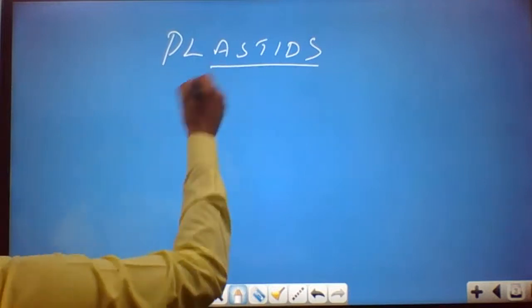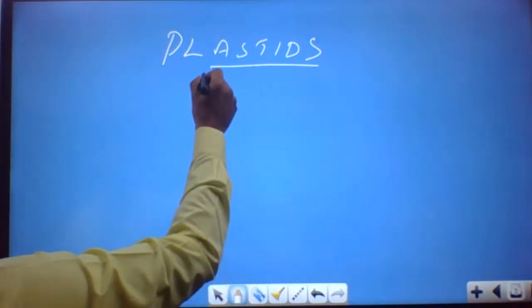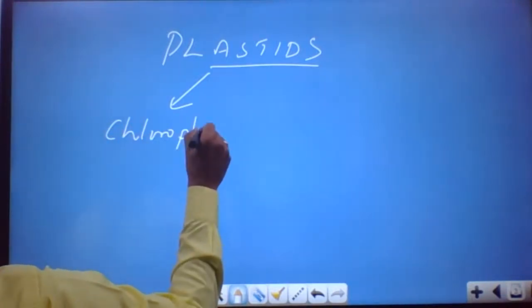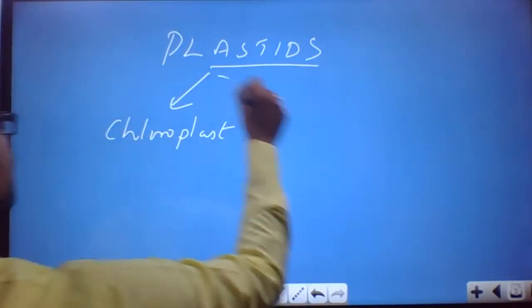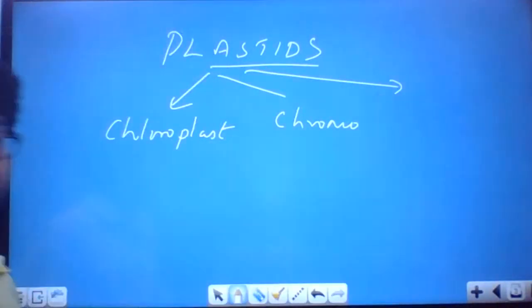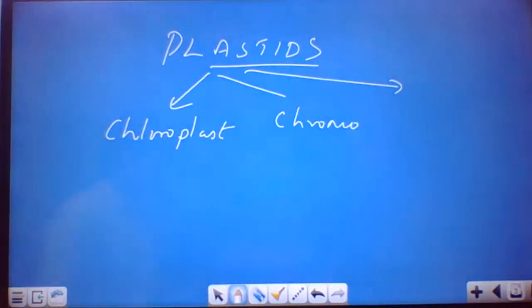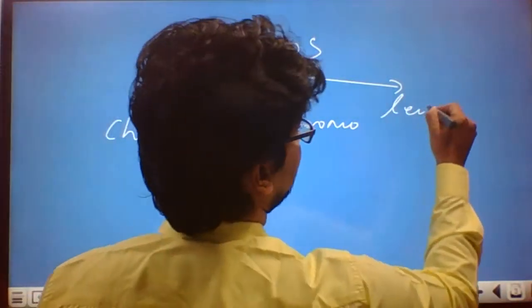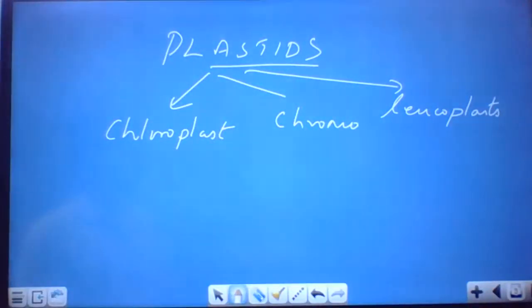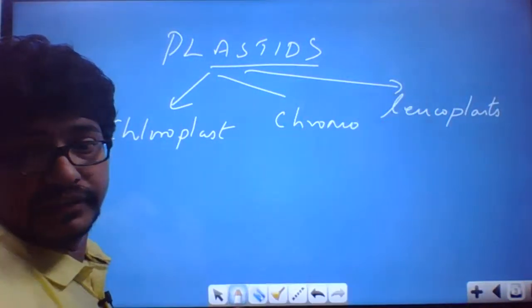Coming to the plastids, this usually you could see in the plants. As far as the plastids are concerned, there are 3 types of plastid. Chloroplast, we have chromoplast, and the third type of plastids we call leucoplast. So from this part you can get a question. Questions will come from the types.